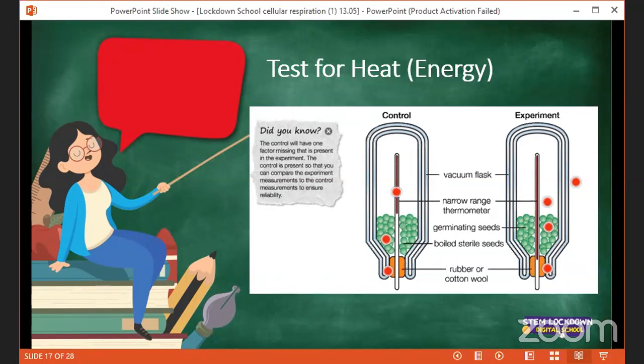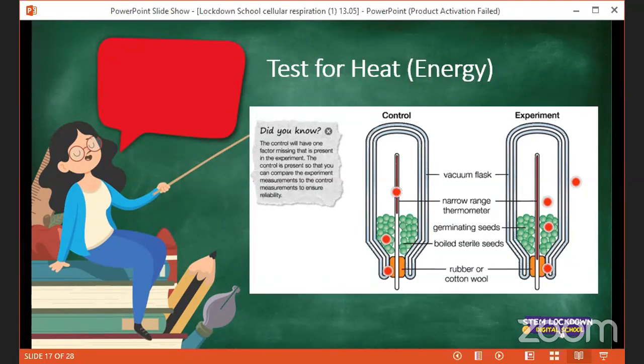And then in the experiment flask, we have germinating seeds. So we need germinating seeds in order to test for cellular respiration. All right, so cellular respiration needs to take place, and that is why we have germinating seeds in the experiment flask. And in the control flask, we have boiled sterile seeds. So we have killed the seeds so that cellular respiration doesn't take place. Okay, and then we have the rubber or the cotton wool at the bottom of the flask. As I said, this allows for exchange of oxygen.